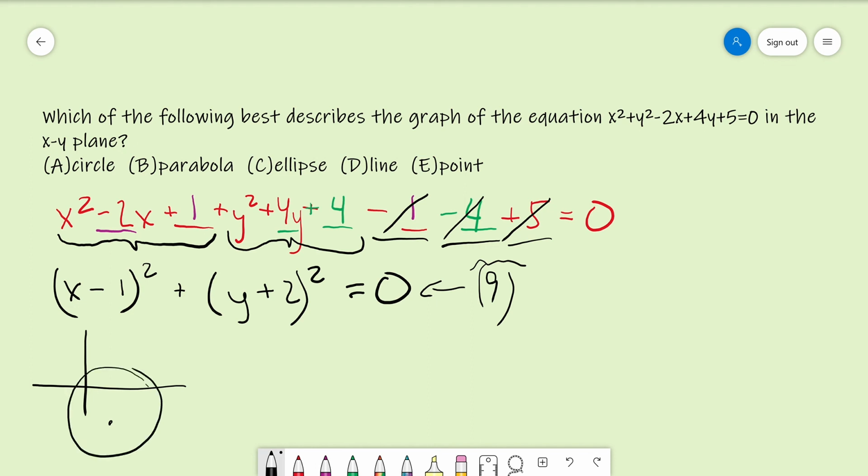But since we don't, we can think of this as being radius 0. Well, what's a circle with radius 0? It's just a point in the middle. So this is just a point. The answer is E.